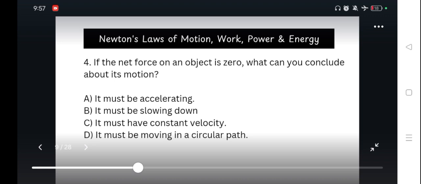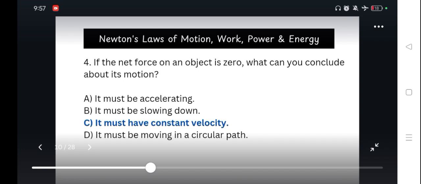If the net force on an object is 0, then what can you conclude about its motion? Okay, so this particular question is an application of Newton's first law of motion. And the answer here is letter C. It must have constant velocity.